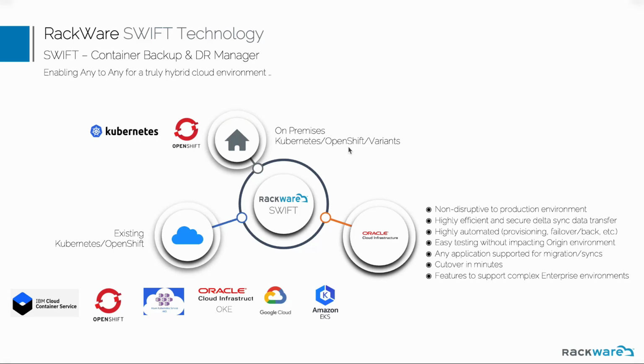So you can use any combination, like on-prem production and OKE as a DR, or both production as well as DR in OKE. We do have customers who want to use OKE as production and then DR on-prem because of some compliance reasons. So you can do any of those combinations. Swift runs as a standalone appliance, so it gives you a single pane of management.